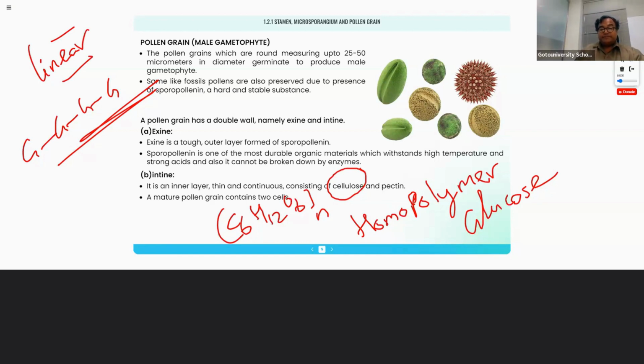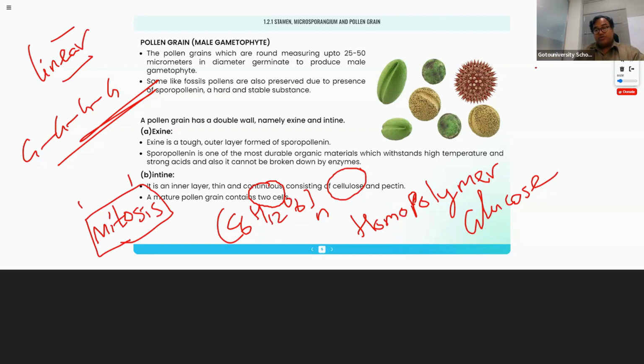The pollen grain contains two cells, which we already told you long back, and they are the outcome of the mitosis process. The process by which the two cells are formed in the pollen grain is mitosis, right? So now we'll be entering into the next topic.